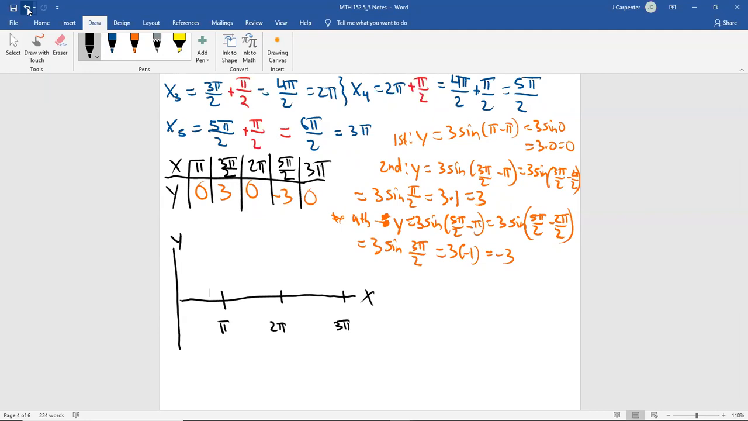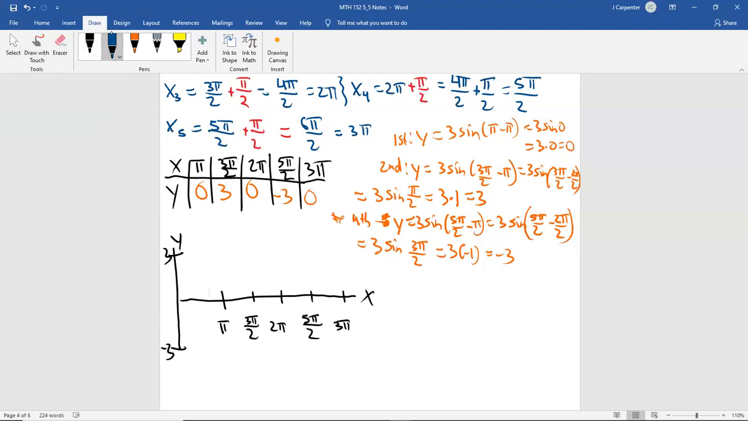But we have more x values to label. We need to label the 3 pi over 2, which will be here, and the 5 pi over 2. I don't know why I labeled them so low. That's okay. Doesn't matter. And then the heights are just 3 and -3, so I don't need to label 1, 2, 3. I can just go 3, -3, like so.